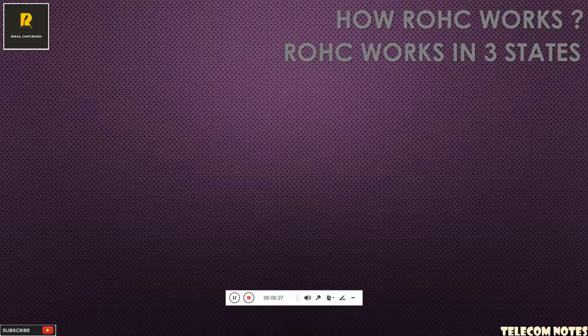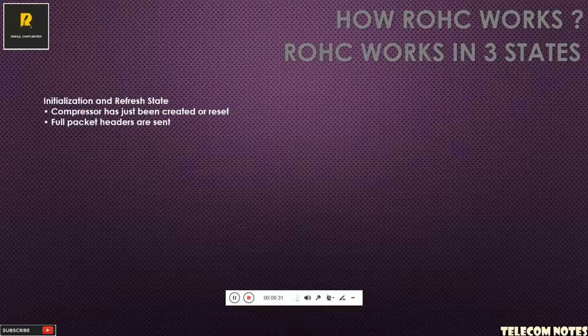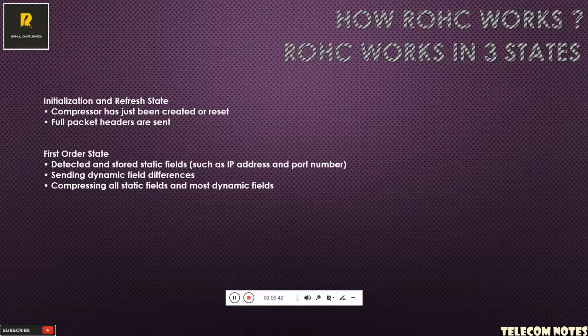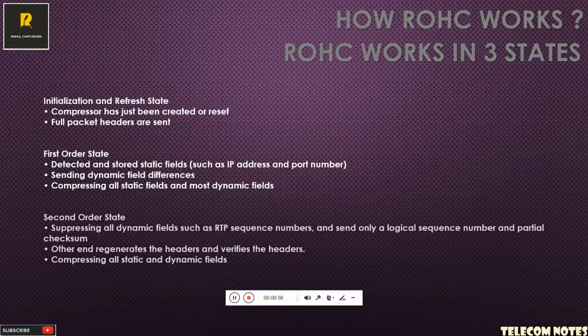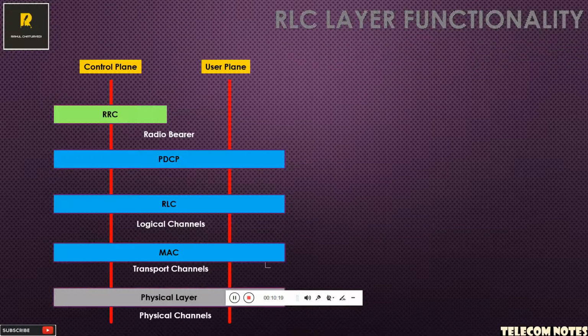How does ROHC work? ROHC works in three states, starting with the initialization and refresh state. When the compressor has just been created or reset, full packet headers are sent. Then comes the first order state, which detects and stores static fields such as IP address and port number, sending dynamic field differences, compressing all static fields and most dynamic fields. After that, the second order state suppresses all dynamic fields such as RTP sequence numbers, and sends only the logical sequence number and partial checksum. The other end regenerates the headers and verifies them, compressing all static and dynamic fields.